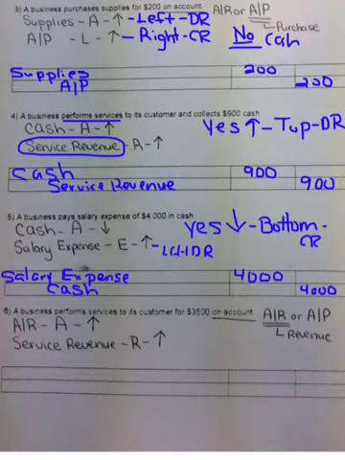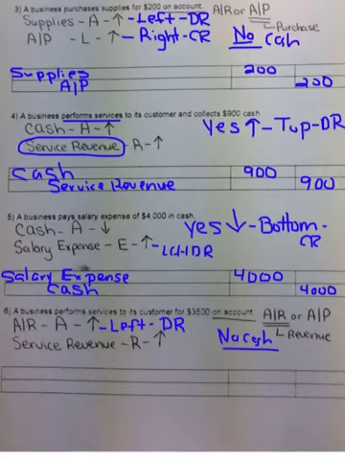Number 6, a business performs services to its customers for $3,500 on account. Cash is not involved here. So since there is no cash, I do have to do the full analysis. So accounts receivable is an asset. Assets increase on that left side. Therefore, it is going to be our debit. Service revenue is a revenue. Revenues increase on the right side. So that is going to be the credit.